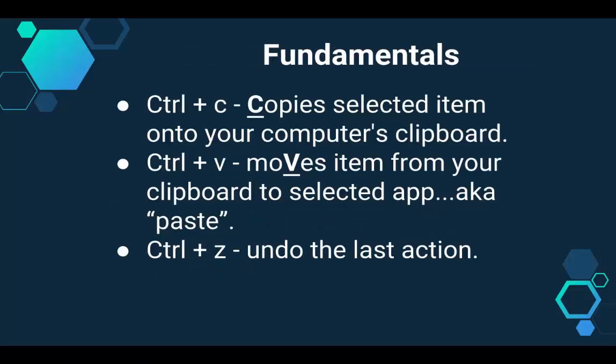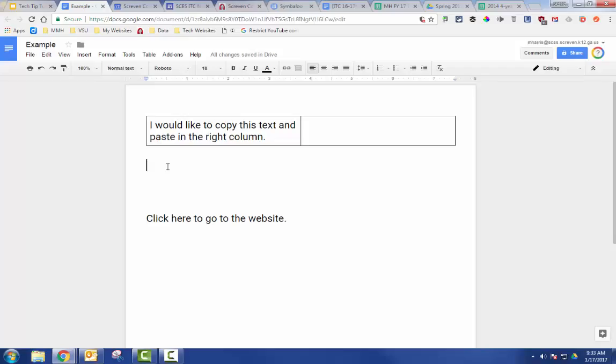So the fundamental shortcuts that you may already be familiar with is the Control-C, which copies the selected item onto your computer's clipboard, the Control-V, which moves the item from your clipboard to the selected app. This is also known as the paste option, and Control-Z will undo the last action that was performed. Let's look at an example of these three shortcuts.